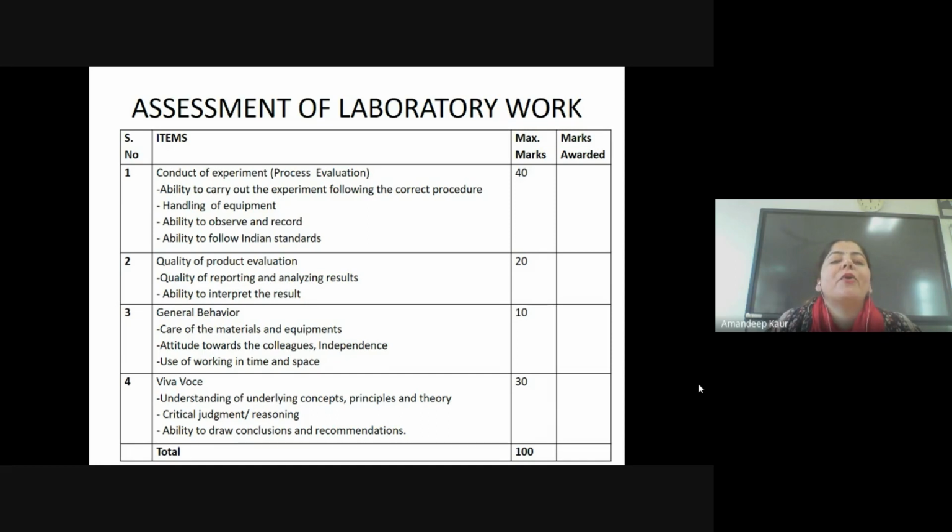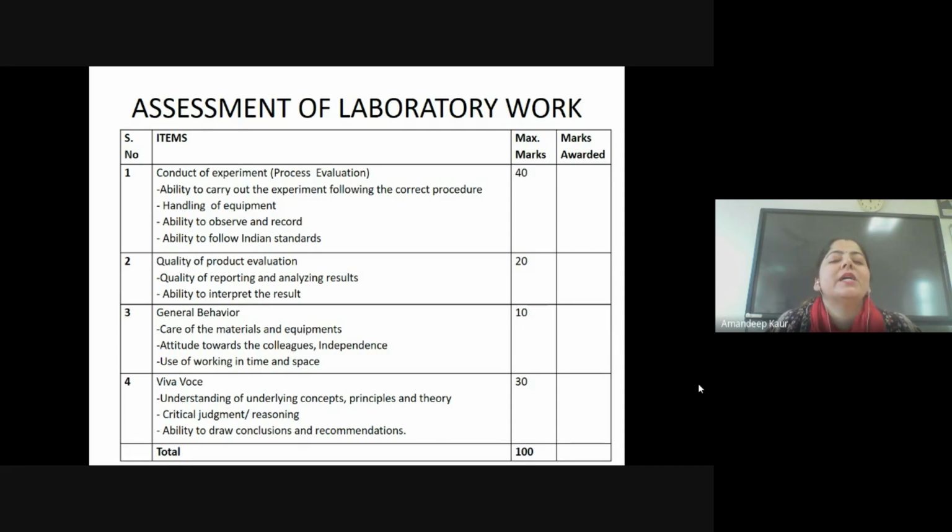When it comes to the process, it is what my students are doing when they are with me in that laboratory environment and perform that particular activity. Are they able to carry out the experiment following the correct procedure or not? Are they able to handle equipment or other resources available in the laboratory? Are they able to observe and record the essential information, and follow different standards as per the guidelines issued? That can be part of the process evaluation.